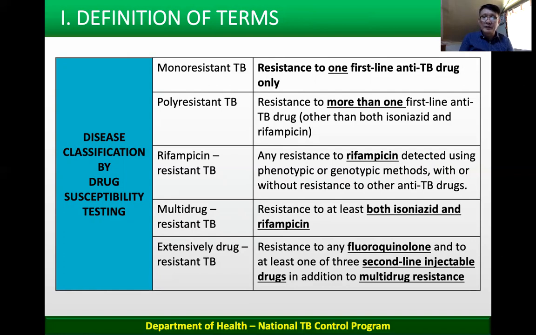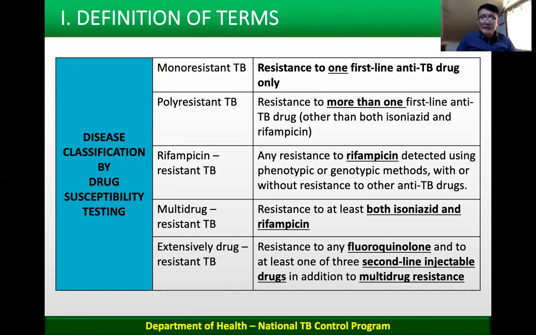That means when you say polyresistant TB, both isoniazid and rifampicin are not involved here, because once they are involved, they are already multi-drug resistant. But we are talking about polyresistant. So that means more than one first-line anti-TB drug. It can be pyrazinamide or ethambutol, but never isoniazid and rifampicin for them to be defined as polyresistant TB. I hope you get this.